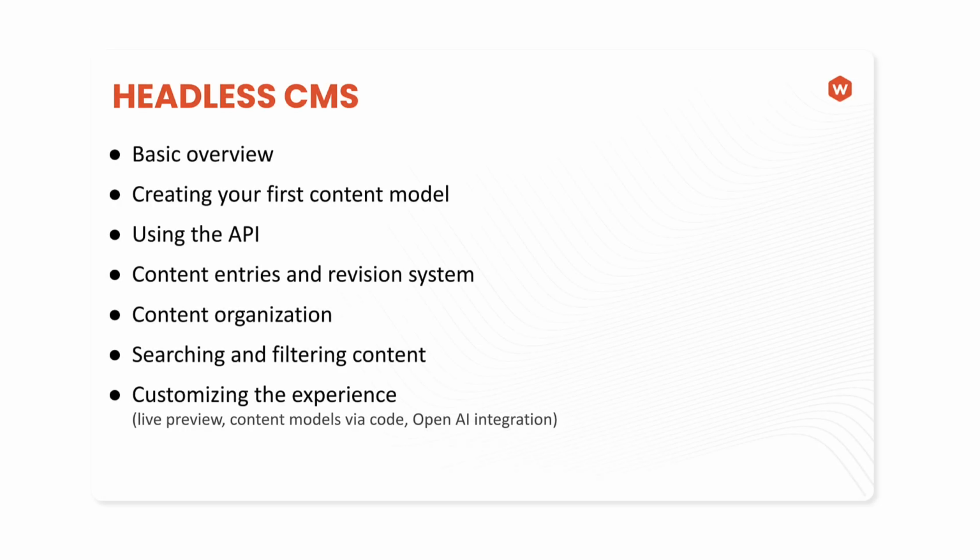If we go back to the overview of this course, we did the basic overview of Headless CMS. We created our first content model. We've gone through the API, the differences between them and how to use them with some examples. And we created a content entry and talked about how the revision system works. So far we're here. And in the next chapter, we'll do the content organization as well as searching and filtering content before proceeding to the last chapter where we're going to be customizing the overall Headless CMS experience.